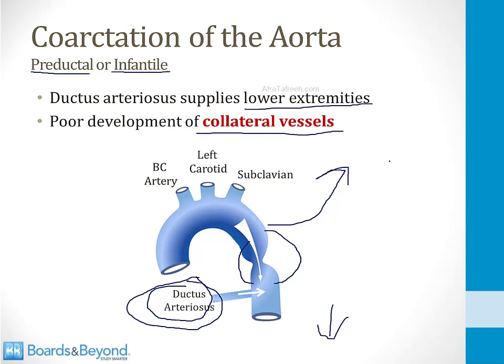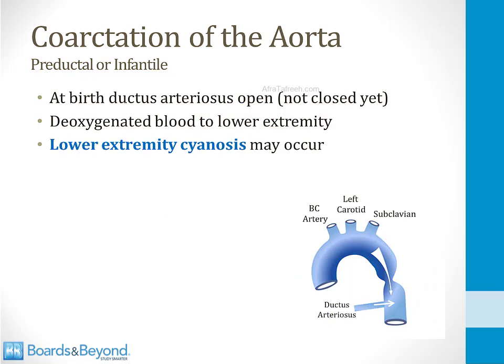in the womb. When the baby is first born, the ductus arteriosus will still be open. Remember, it doesn't close until about 24 hours. So initially when the baby is born, what you can sometimes see is cyanosis in the lower extremities. This is because blood is bypassing the lungs via the ductus arteriosus and going to the lower extremities and delivering deoxygenated blood to the lower extremities.